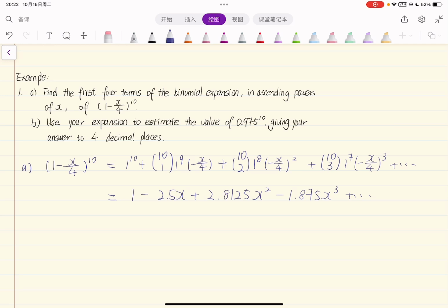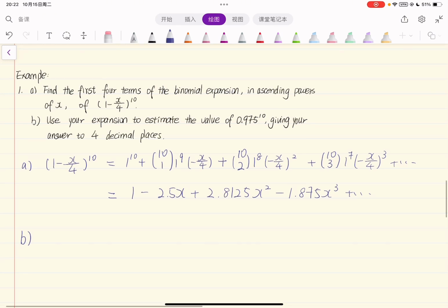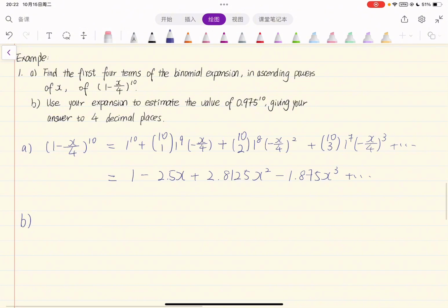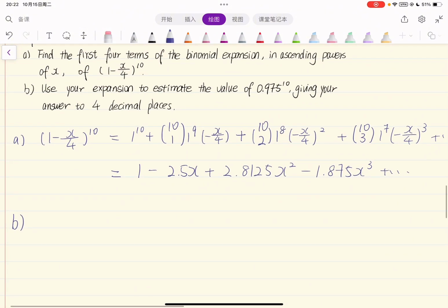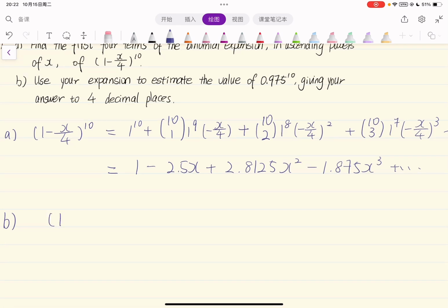Okay, now move on to part B. It asks you to use your expansion to estimate the value of 0.975 to the power of 10, giving your answer to 4 decimal places. So we can use the expansion to estimate this value. So we let 1 minus x over 4 equal 0.975.